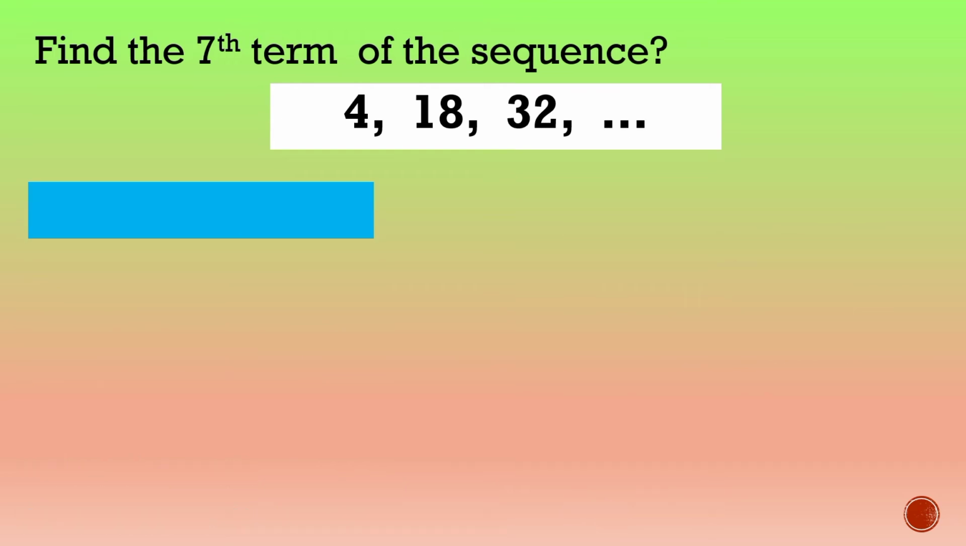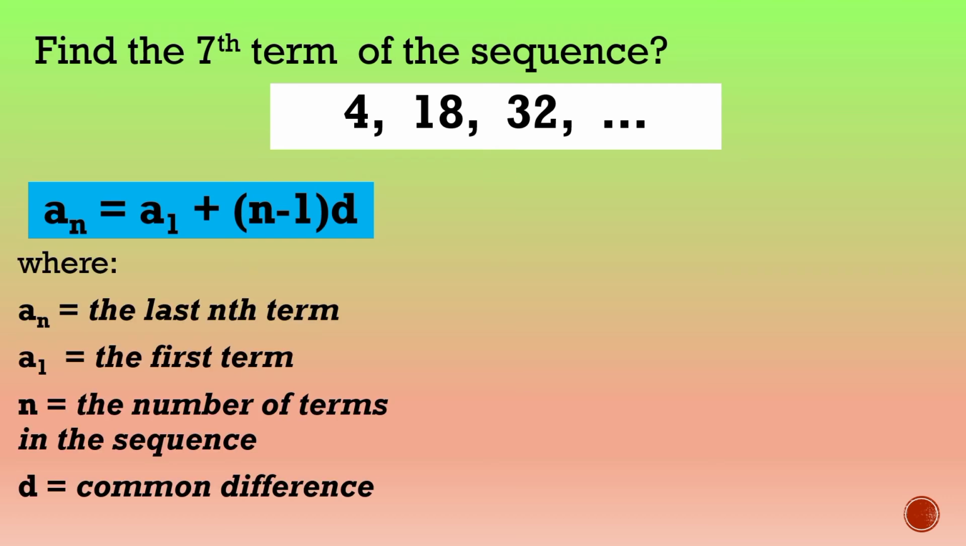Now, let's have this example. Find the 7th term of the sequence 4, 18, 32. Gagamitin ulit natin yung ating formula. A sub n is equals to a sub 1 plus quantity n minus 1 times d. Okay, identify natin yung parts ng mga formula natin. A sub n, a sub 1, n, and d. So, unahin natin yung ating ulit n. So, saan galing si 7?